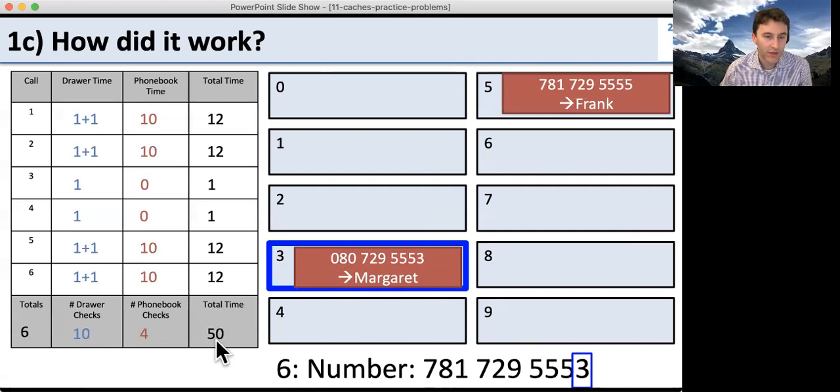We checked the phone book 4 times. It took us 50 times to do that. So this is faster than if we hadn't had the phone book. If we just had the phone book, it would have been 60 total, but we were able to do it in 50 instead. So we saved a fair amount of time here.